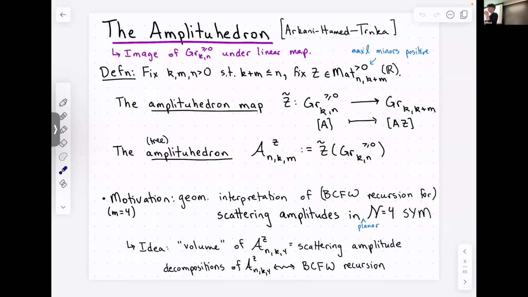And in particular, to give a geometric interpretation for a particular way of computing scattering amplitudes, this BCFW recursion. Inspired by ideas of Hodge's, what they were looking for was an object whose volume should be the scattering amplitude, and you should be able to decompose the object in a way that corresponds to the BCFW recursion for computing the scattering amplitude. Of course, the object that they came up with was the amplituhedron.